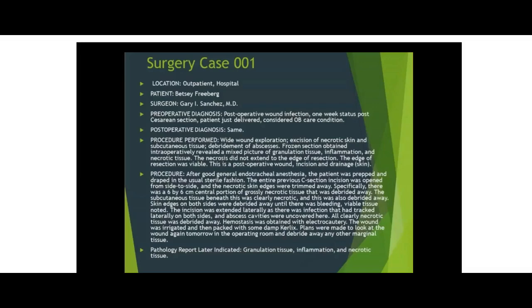So when we're reading op reports, many times the post-op diagnosis is the same as the pre-op diagnosis, but not always. And why this is important is the pre-op diagnosis is what they think is going on. The post-op diagnosis is what, after surgery, they confirm, they know is going on. So you never want to code the pre-op. You always want to code the post-op. Okay? And again, many times they're the same, so it doesn't really matter.